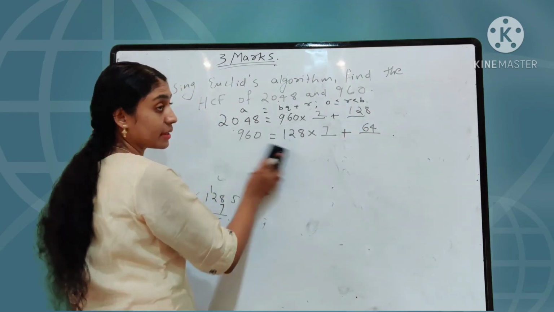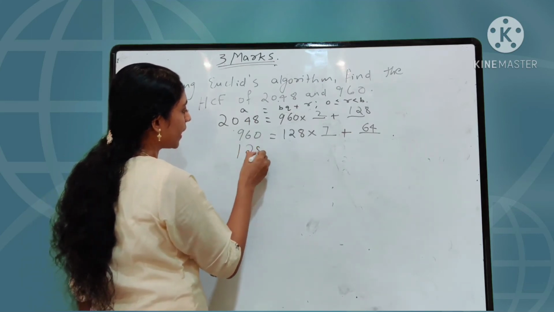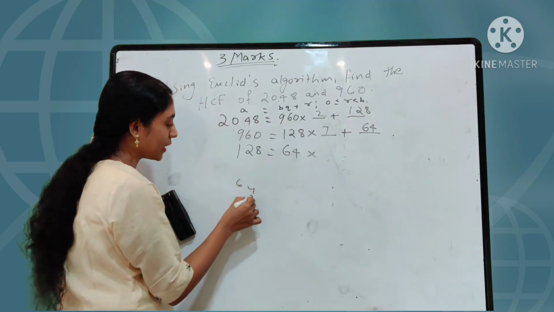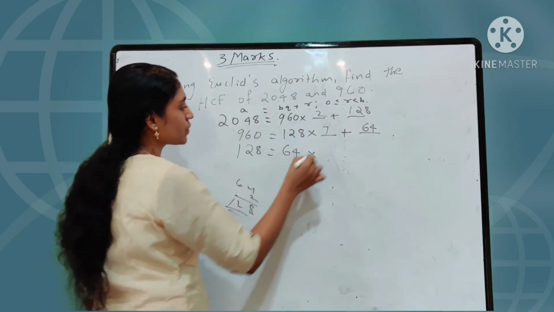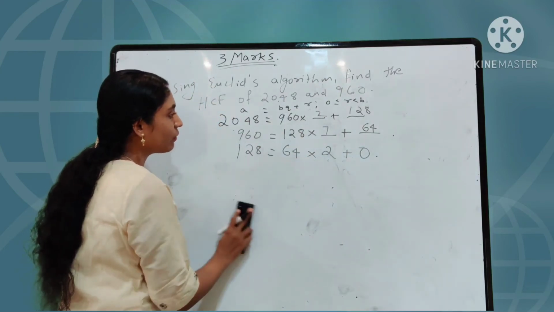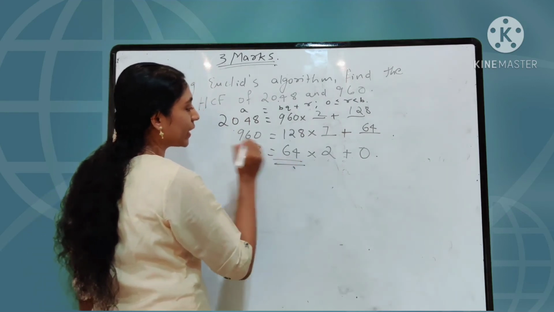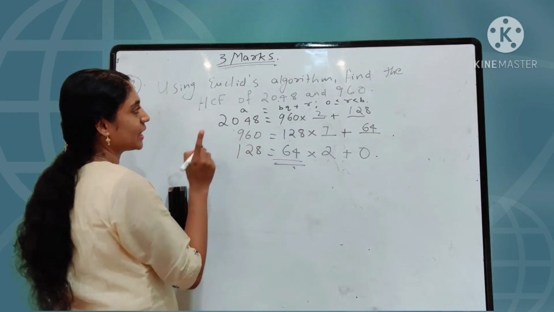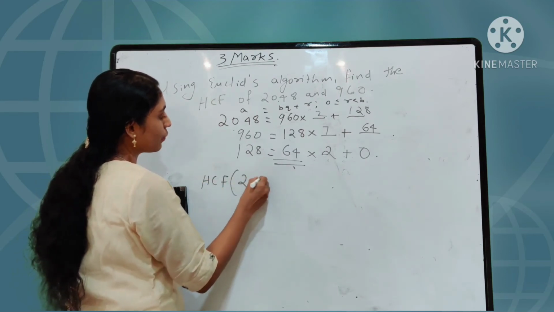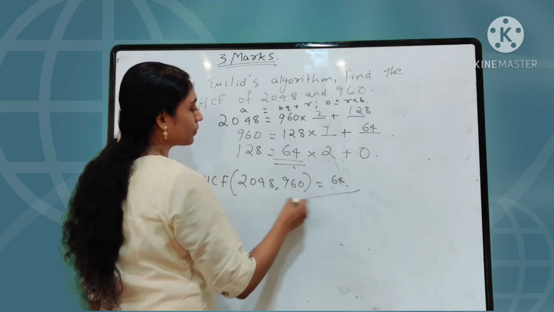Now again, is the remainder 0? No. The remainder is 64. Now taking 128 as A and B as 64. So 64 into 2 is 128, right? 4 2s are 8, 6 2s are 12. So 64 into 2 plus 0. That means in step number 3, we reach the remainder of 0. So we can say that the divisor at this final stage is the HCF of 2048 and 960. So we can write HCF of 2048 and 960 is equal to 64.